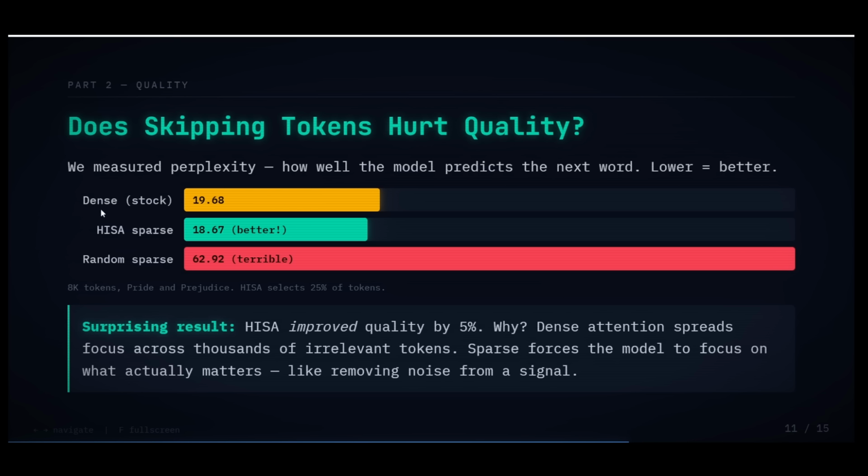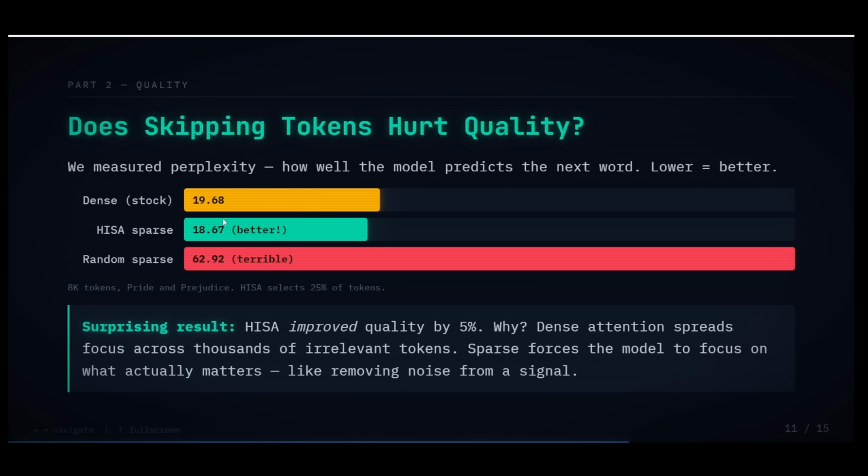So you can see the score here. Dense just means the stock attention method that Qwen 2.5 uses. It got 19.68. And then our HISA adaptation using sparse attention got 18.67, which is slightly better actually. And just as a sanity check to make sure that it wasn't just that any sparse attention could work, we did a random sparse attention picker, and you could see it got a terrible score there. So it actually was effective, not just random.